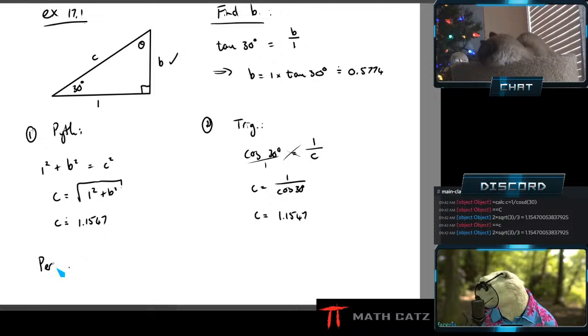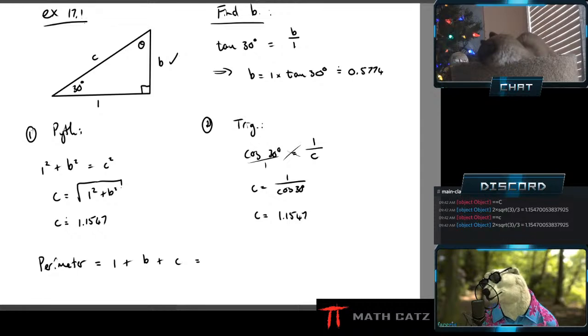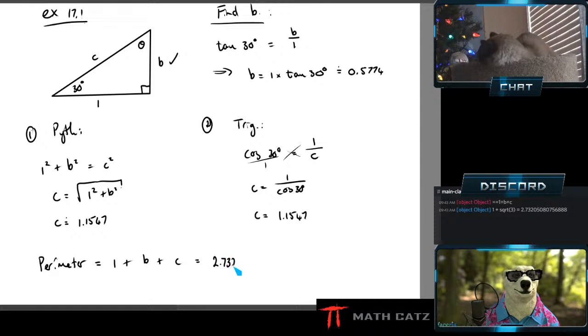So then the perimeter is 1 plus b plus c, and we just add up all our answers. Let's see what we get, and of course, we have to use the most accurate versions. Plus b plus c, and we get 2.721 if I round it.